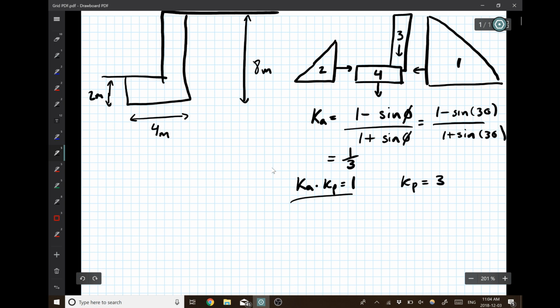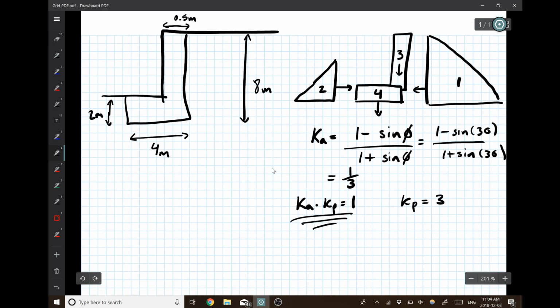Now this relationship here is only true when the slope above our retaining walls are both equal to 0. So this slope here, beta, is equal to 0 degrees, because there's no slope, right? It's just flat there. And again, same with our slope here, it is also equal to 0, right? So that's the only reason why this relationship here is true.